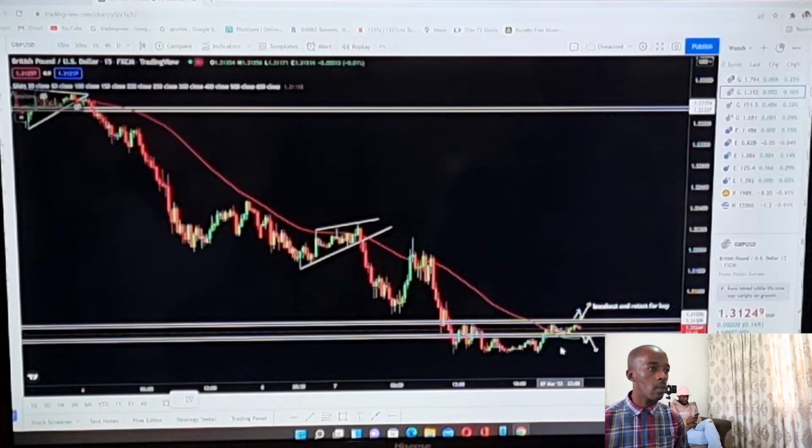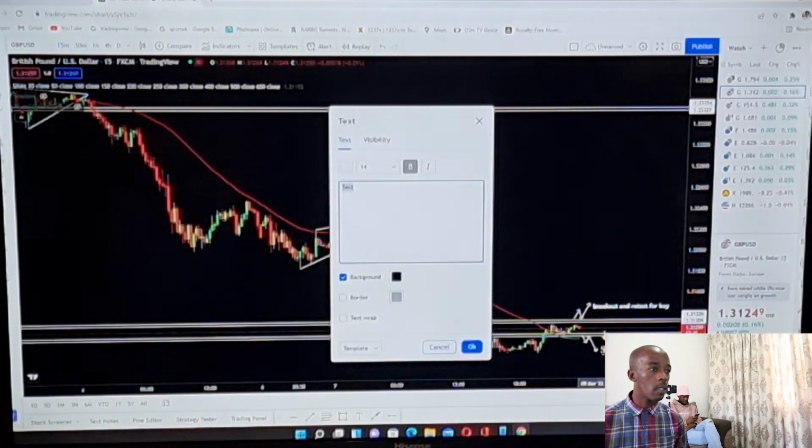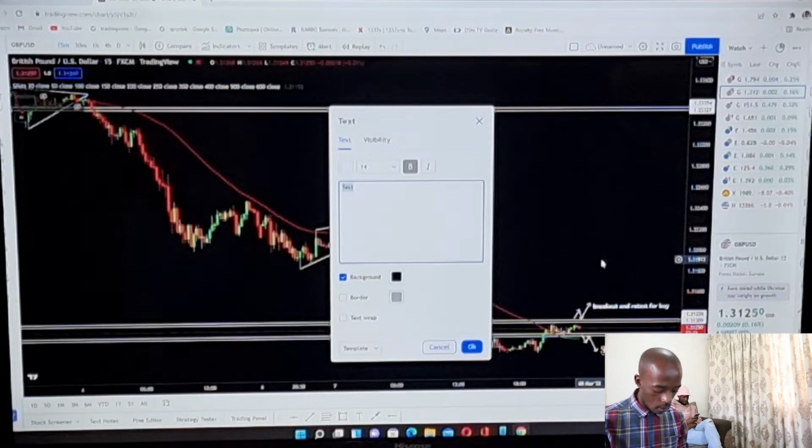Let me also put a text. So, breakout and retest.